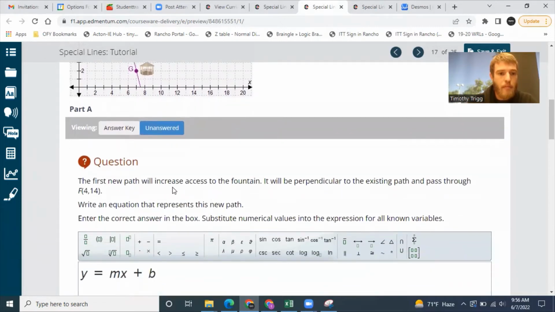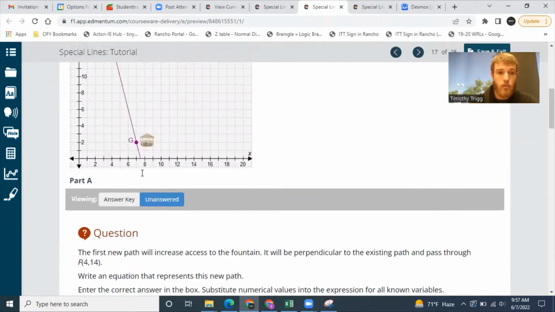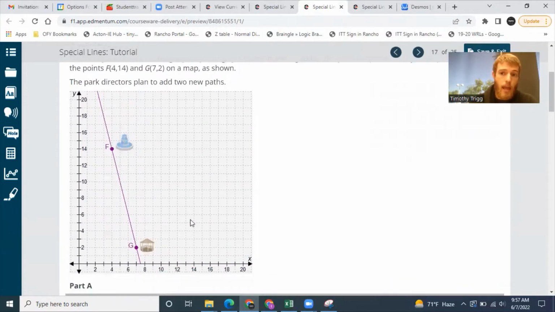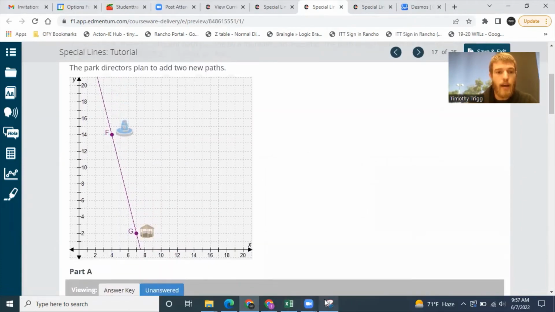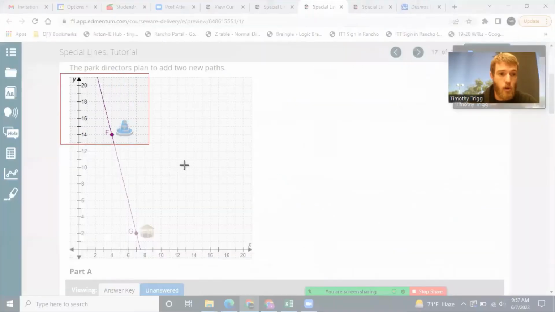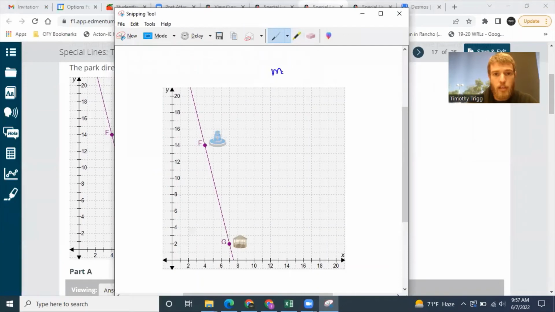The first new path will increase access to the fountain. It will be perpendicular to the existing path and pass through point F, 4:14. So we want to write an equation that is perpendicular to FG, and it passes through the point F. So the first thing I need to do is find the equation, or at least the slope of FG. So how do we find the slope of FG in this case?